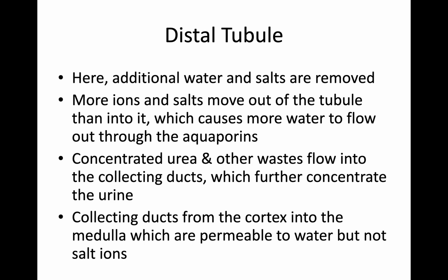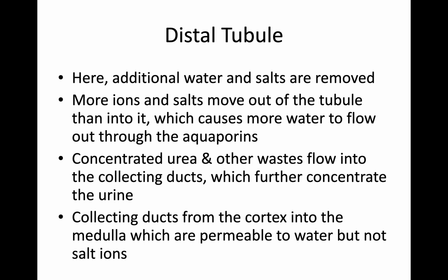Additional water and salts are removed. More ions and salts move out of the tubule than into it, which causes more water to flow out through the aquaporins. The result of that will be concentrated urea and other waste flowing into the collecting ducts, which further concentrate the urine. Remember, when you're drinking and drinking and drinking, the goal is not to just pee it all out. So you don't want to have a really voluminous urine.